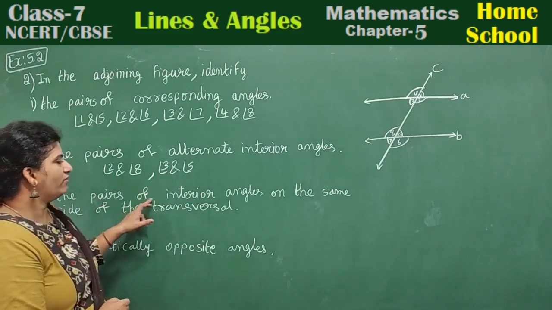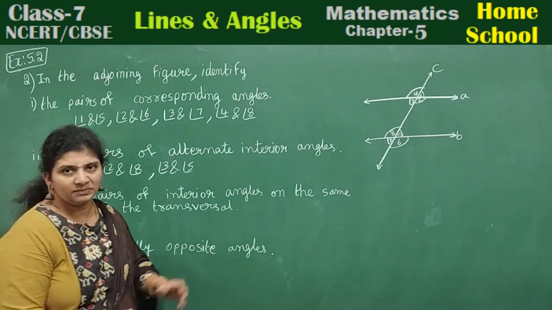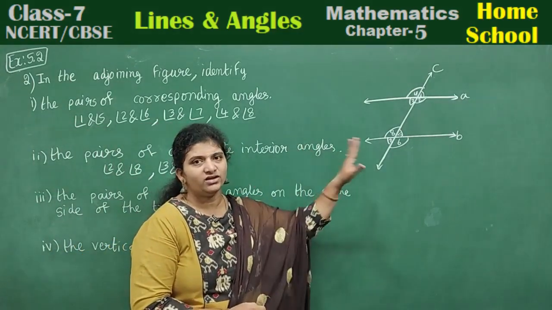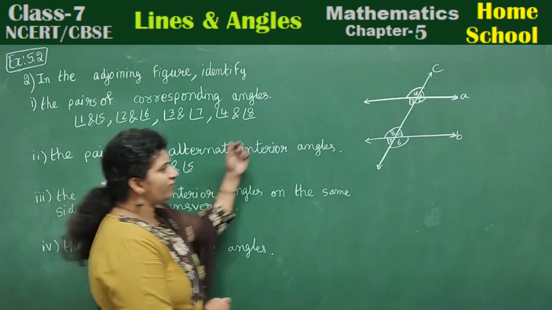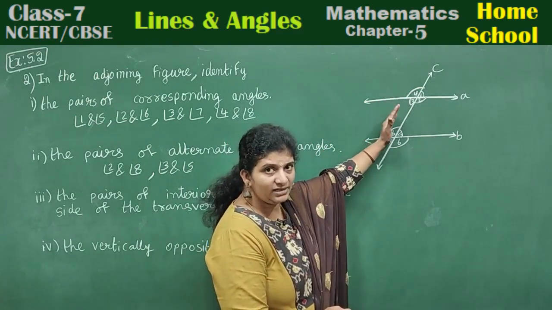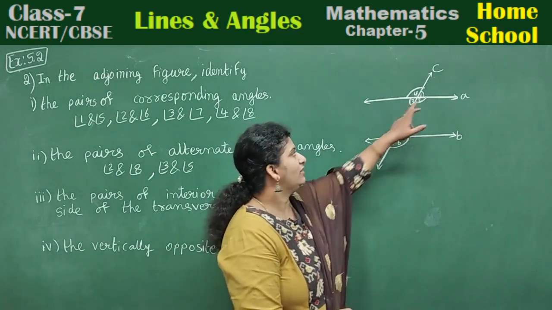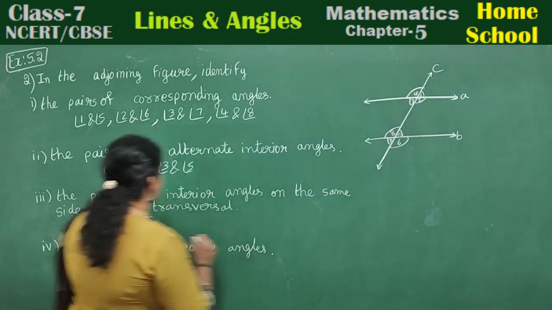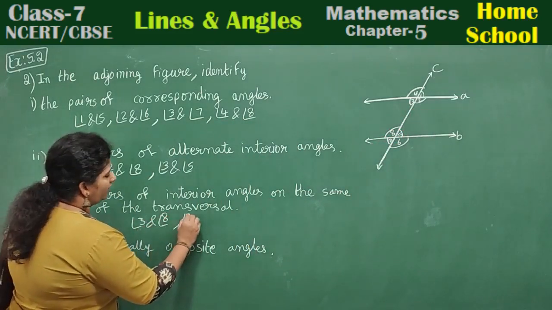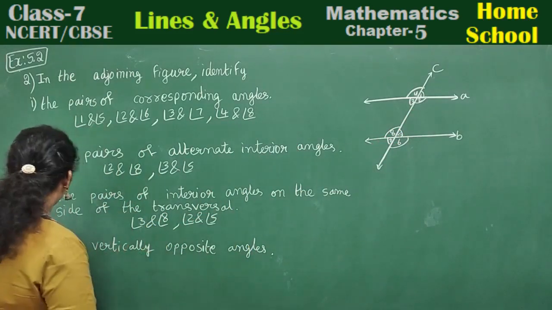The pairs of interior angles on the same side of the transversal. That is, identify here angle 3, angle 8. Interior angles which are on the same side of the transversal. Angle 3, angle 8 and angle 2, angle 5. So write here angle 3 and angle 8, angle 2 and angle 5. Okay. So the last sub-question.